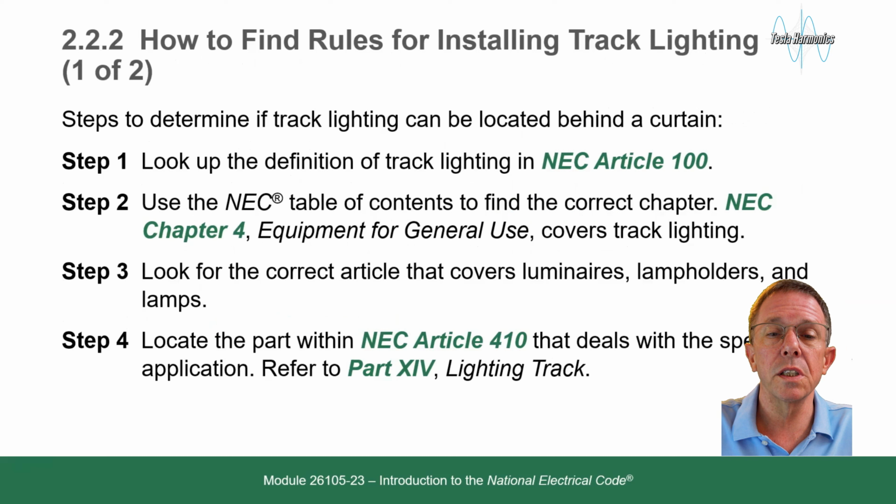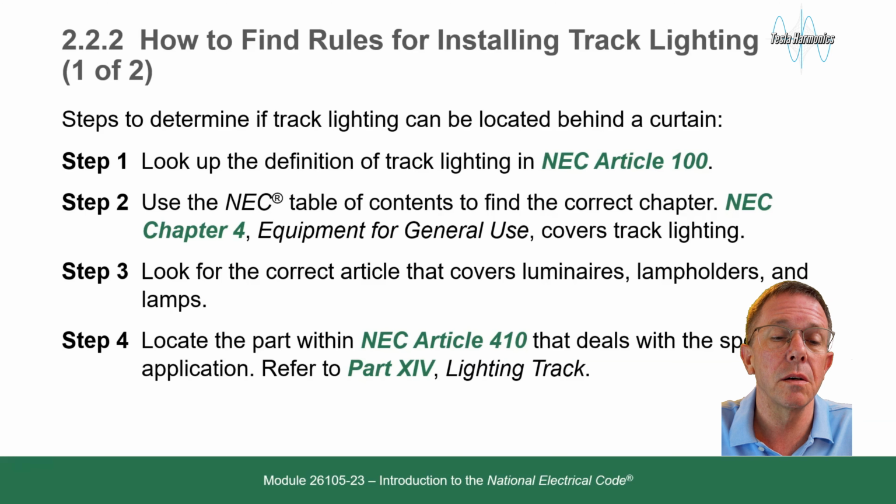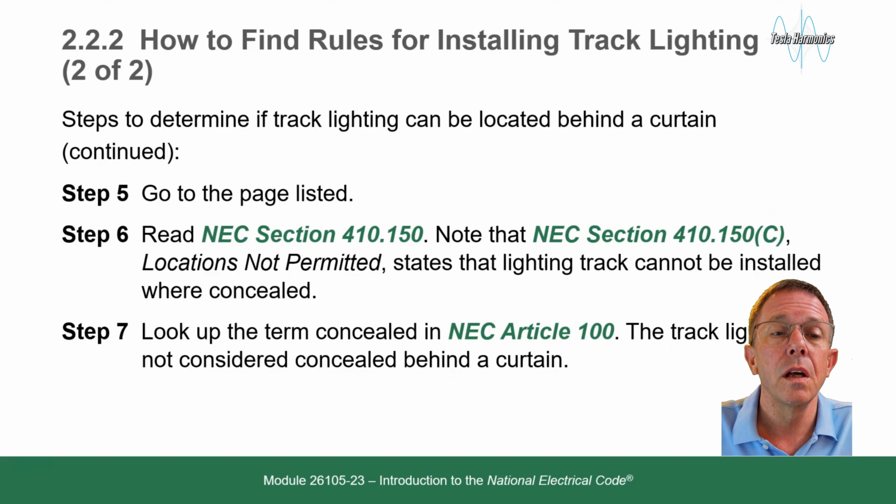Steps to determine rules for installing lighting track. Step 1, look up the definition of lighting track in Article 100. Step 2, use the NEC table of contents to find the correct chapter. NEC Chapter 4, Equipment for General Use, covers track lighting. Step 3, locate the correct article that covers luminaires, lampholders, and lamps. Step 4, locate the part within NEC Article 410 that deals with the specific application. Refer to the part there for lighting track.